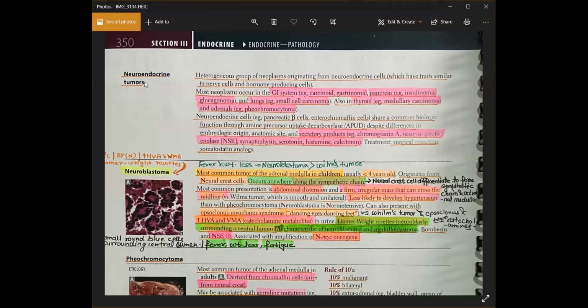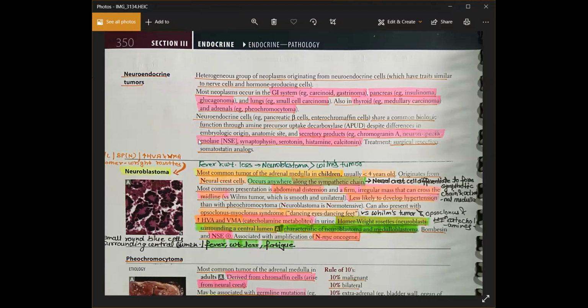All of these tumors are positive for the neuroendocrine markers, and you guys already studied all the neuroendocrine markers in general pathology, which are synaptophysin, chromogranin, and neuron-specific enolase. Okay, these are the three most commonly tested neuroendocrine tumor markers: chromogranin, neuron-specific enolase, synaptophysin.